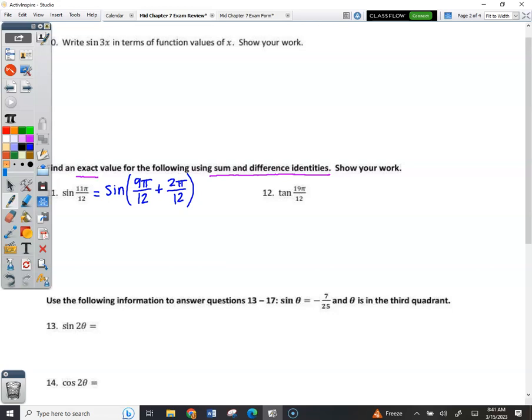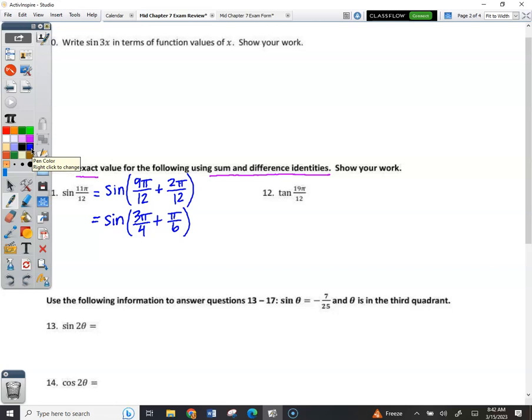Once you get your numbers, you want to reduce them. So 9 pi over 12 would be 3 pi over 4, and this is pi over 6. And then now you apply that sum and difference identity formula. Mine is the sine addition formula. This is my U, this is my V, right? So I would go through and plug in the U and the V as the formula says.